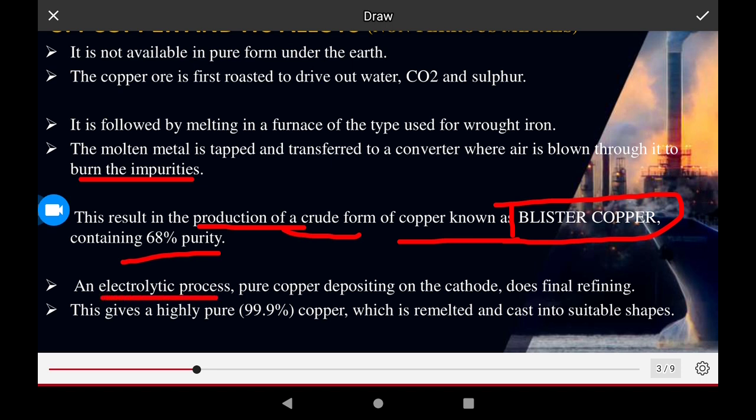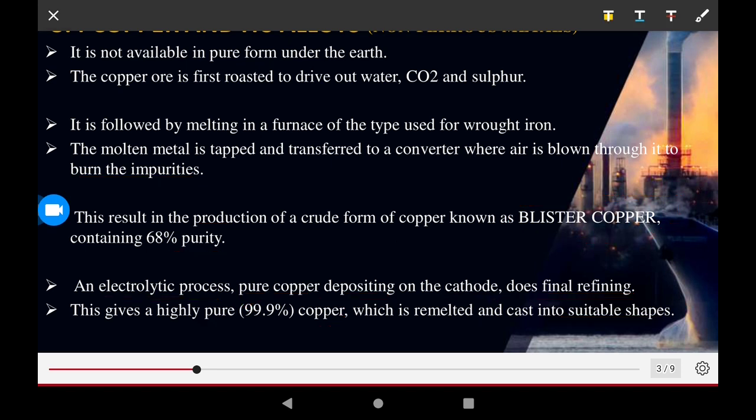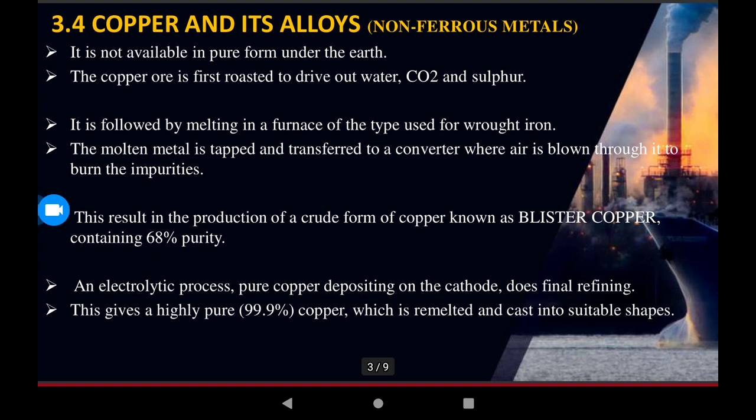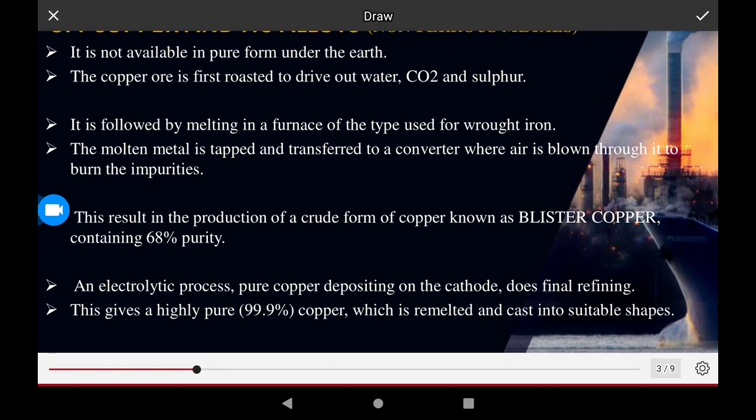In an electrolytic process, pure copper is deposited on the cathode, which does the final refining. This gives highly pure 99.9% copper, which is remelted and cast into the suitable shape.